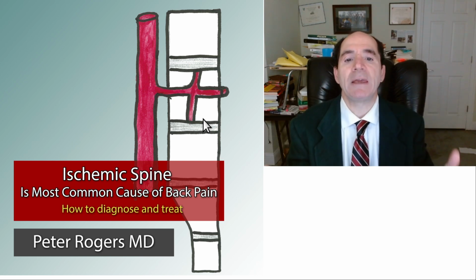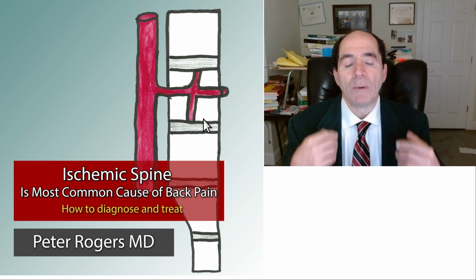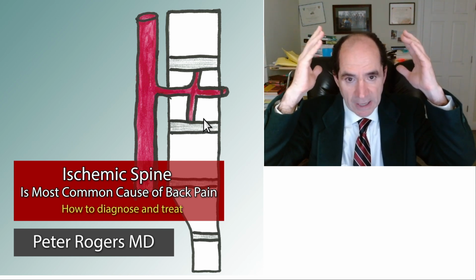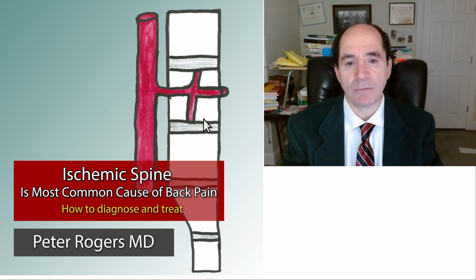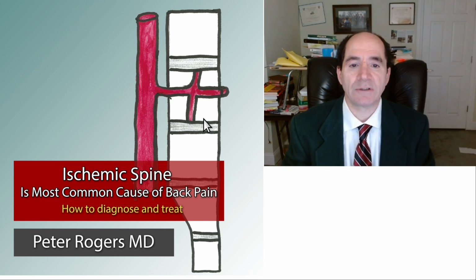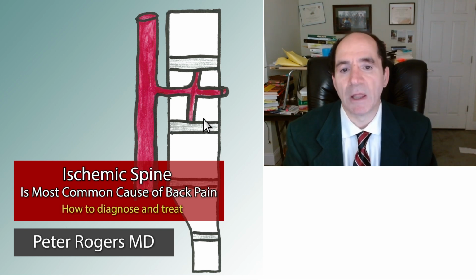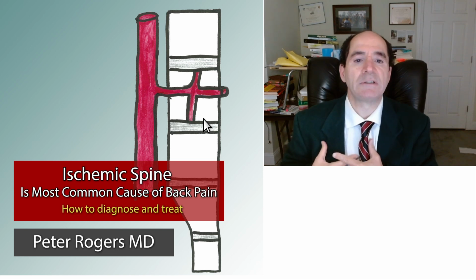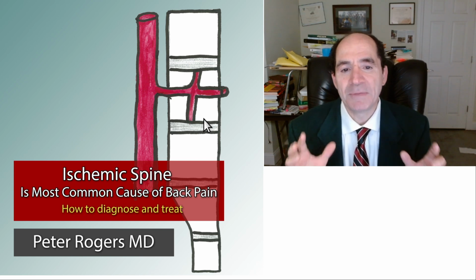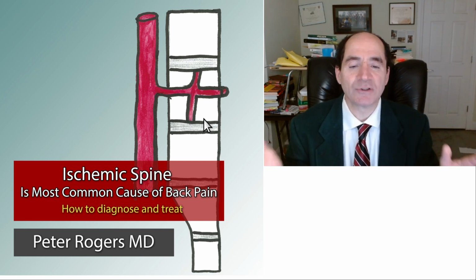So the point I'm going to make here is that when we talk about the human body, everybody knows your brain gets damaged by lack of blood flow. Ischemia is the medical word for lack of blood flow. Everybody knows that the kidney stops working if it doesn't have enough blood flow. Everybody knows heart disease is a lack of blood flow to the heart. But very few people are aware the most common problem with the spine is also a lack of blood flow.